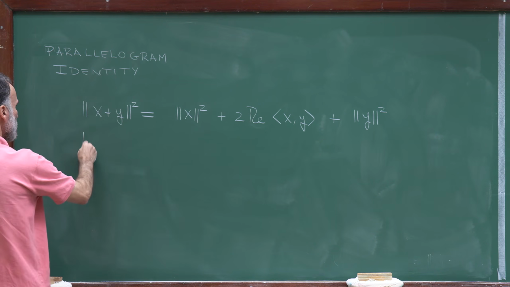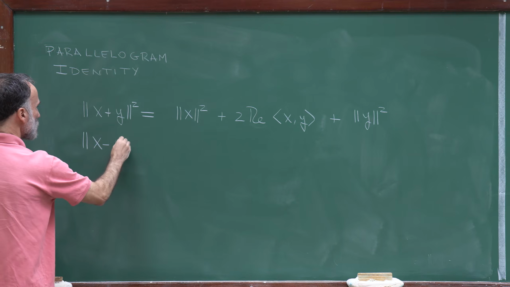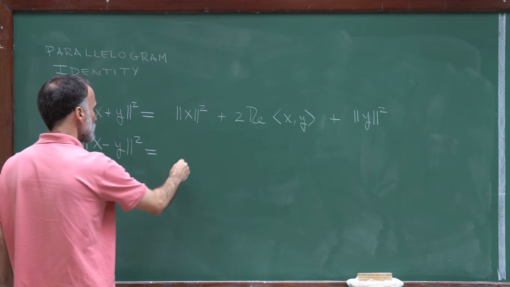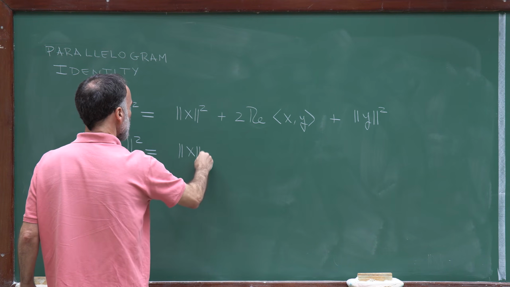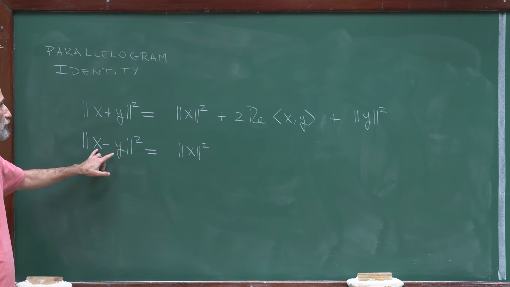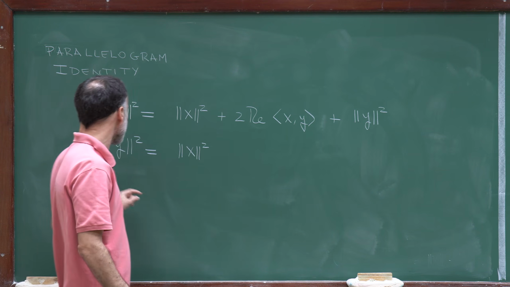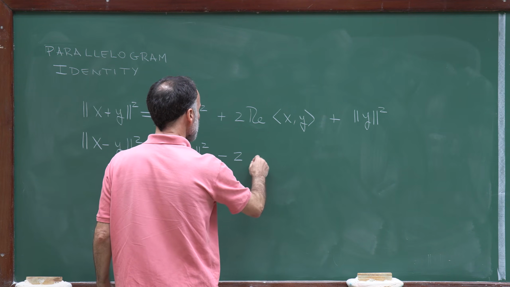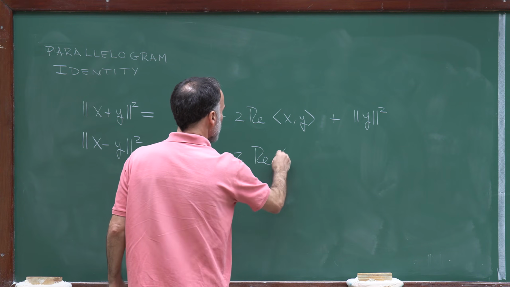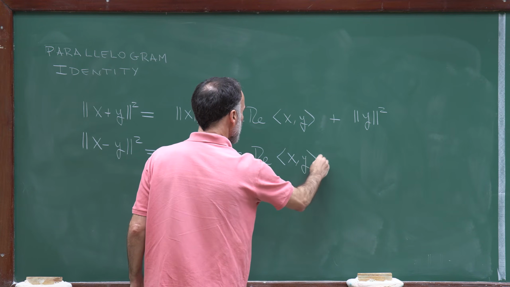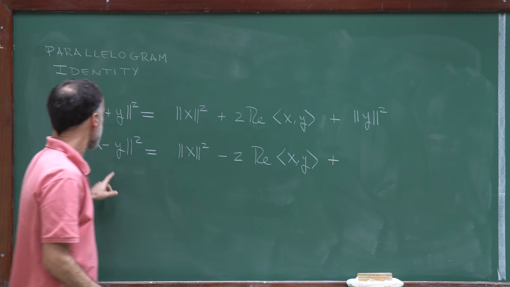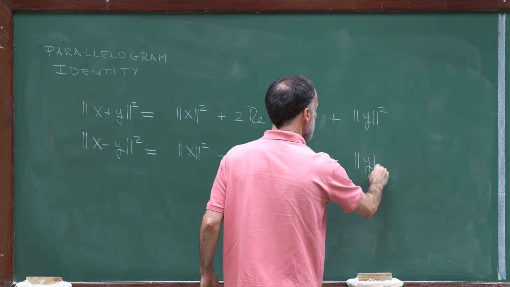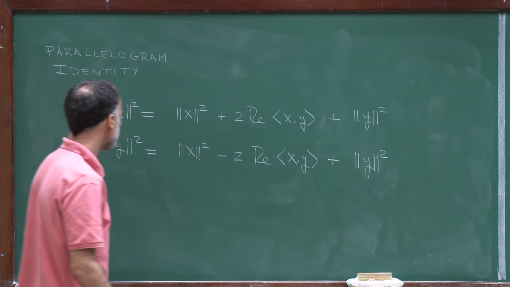So if now I compute x minus y, the norm of x minus y squared, by the same identity, this is the norm of x squared, then I have 2 times the real part of x and minus y, but by linearity this gives me minus 2 times the real part of x and y, and then plus the norm of minus y squared, but this is equal to the norm of y squared.